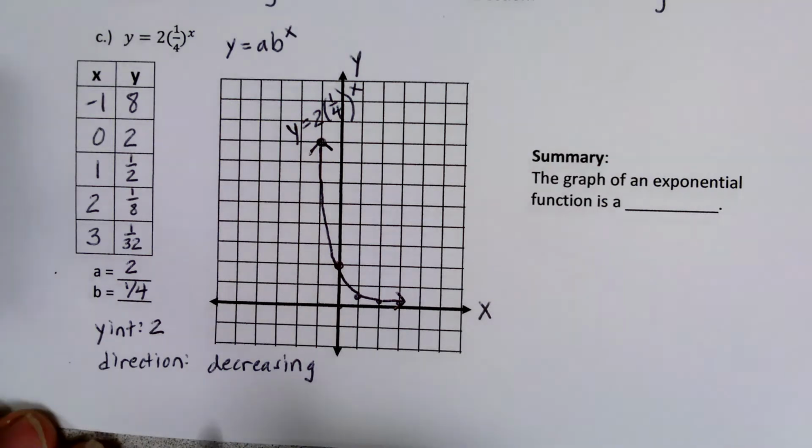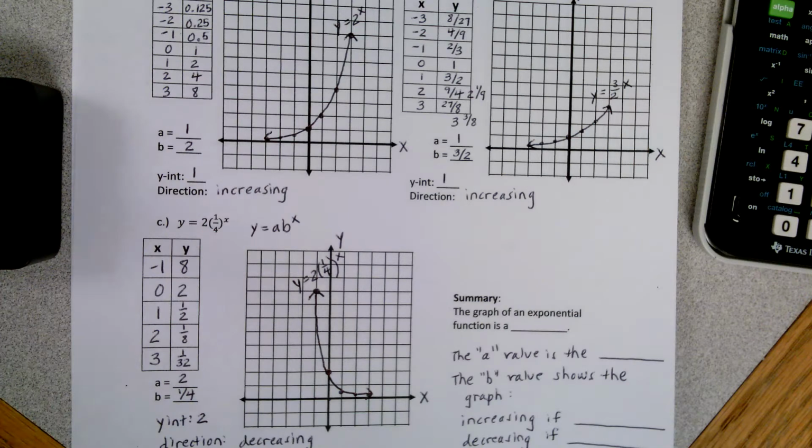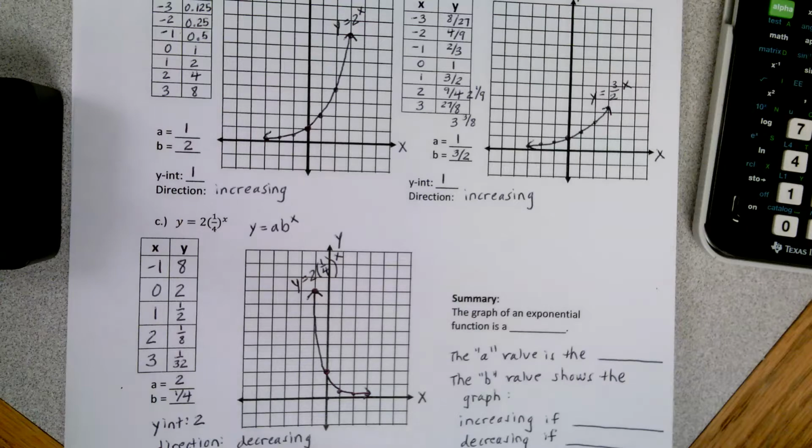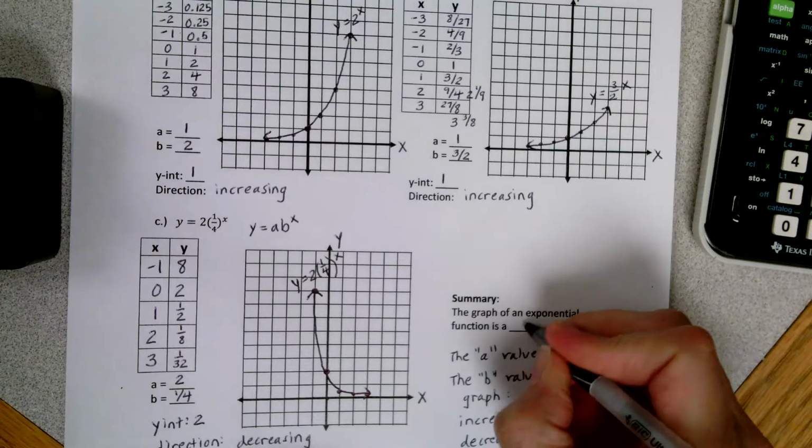So take a look at your a and b values for each of the graphs and take a look at what our y-intercept is and our direction and see if you can find that pattern. Pause the video and okay, let's see what you discovered. Well, first off, the graph of an exponential function is a what? You got it, it's a curve.